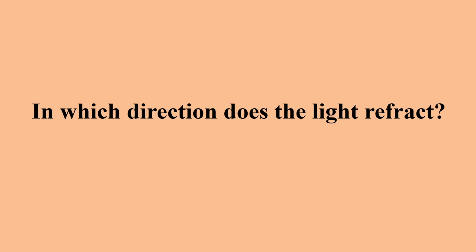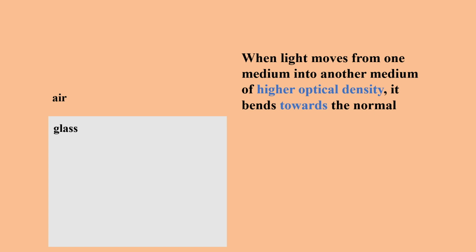So, how do we know in which direction light refracts? There are two cases to consider. First, when light moves from one medium into another medium of higher optical density, it bends towards the normal.